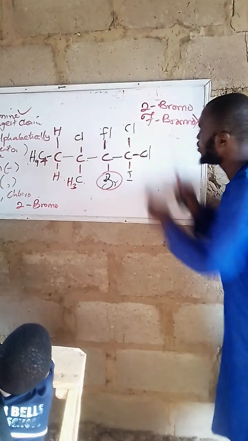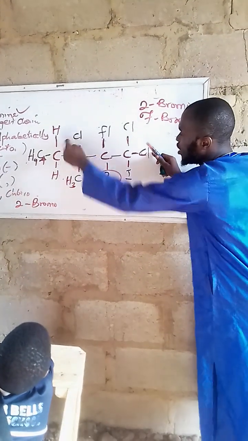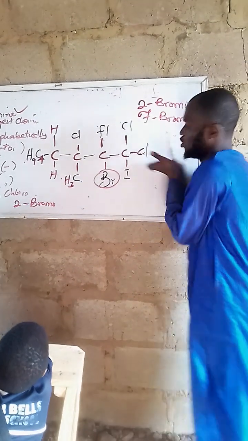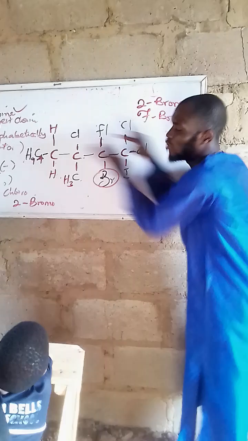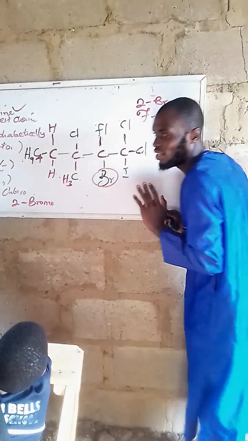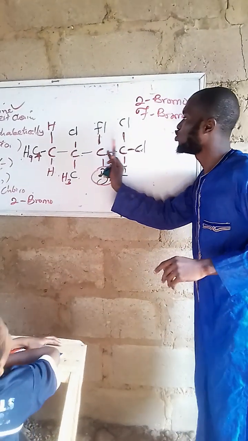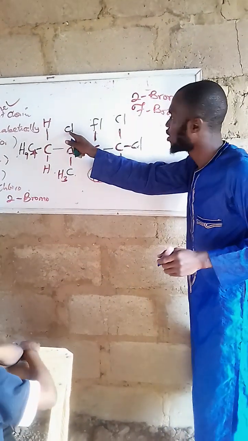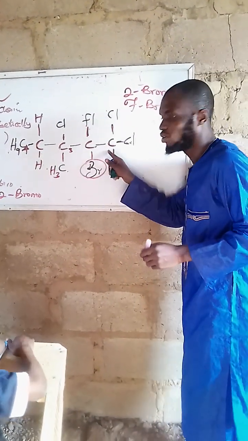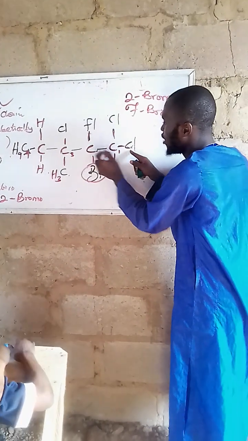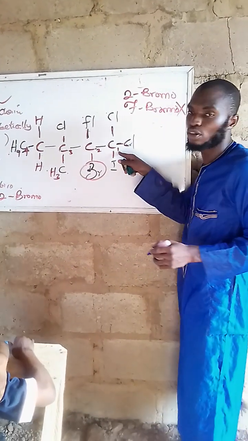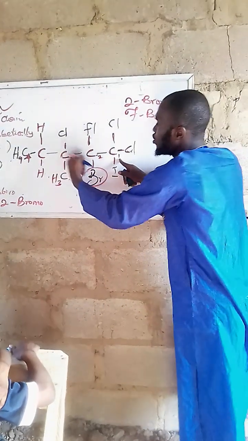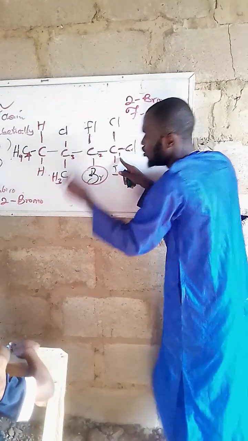Now what follows? B has gone. Remain C, I, F, C, and M. Which one will come first? C. Then you continue counting. Since you started here, you continue. You can't start from this angle again. 1, 2, 3. We have chlorine here, still chlorine here, still chlorine here. The first chlorine was found on carbon number 1. This one will also fall on carbon number 1. The other one falls on carbon number 3.